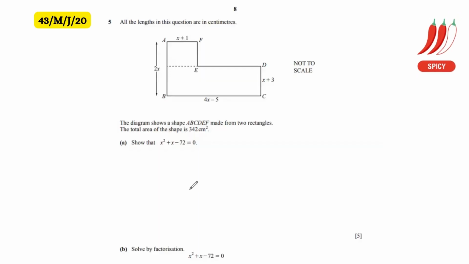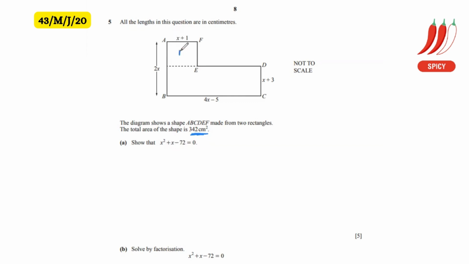Question 5 says all the lengths in this question are in centimeters. The diagram shows a shape ABCDEF made from two rectangles. The total area of the shape is 342 centimeters squared. So as you can see, we have a composite shape, which is comprising of two rectangles. The area of the total shape is 342 centimeters squared. We have to show that x squared plus x minus 72 equals 0. So using the area and the given lengths, we're going to find an equation that relates all of this. And then as we simplify it, it turns into x squared plus x minus 72.